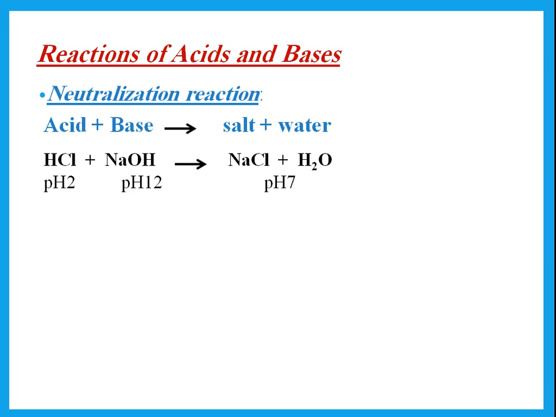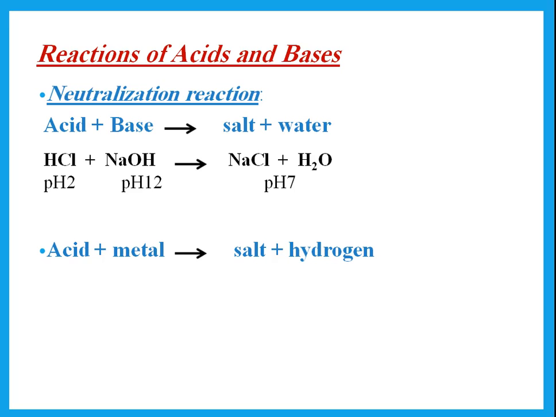Sodium chloride is the salt that we add to our food, but actually it's only one type of salt. So anything that is formed from acid and base is called a salt. What is the pH of the salt? It's 7. What is the pH of the water? It's 7. That means I have changed solutions that were originally acidic and basic into neutral solutions, so we call that a neutralization reaction.